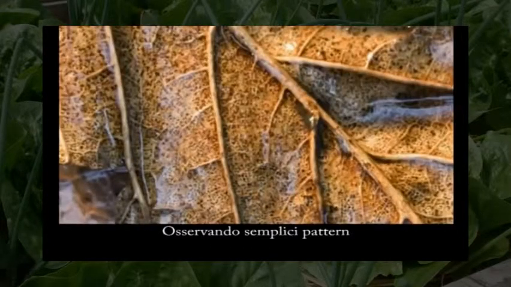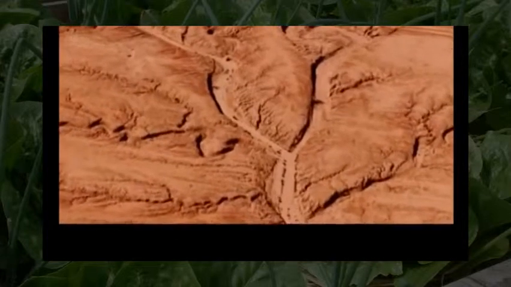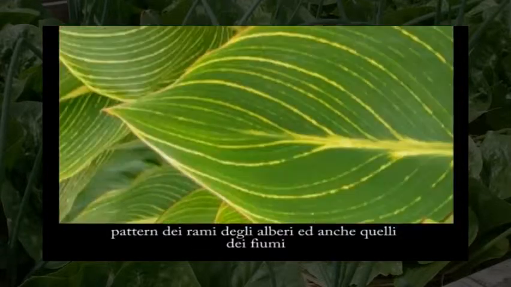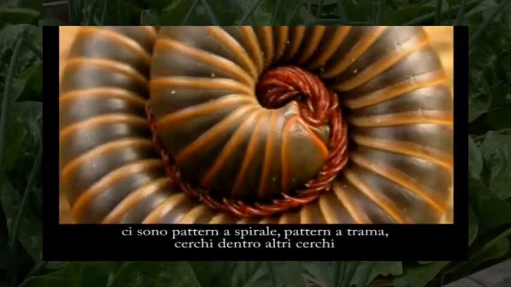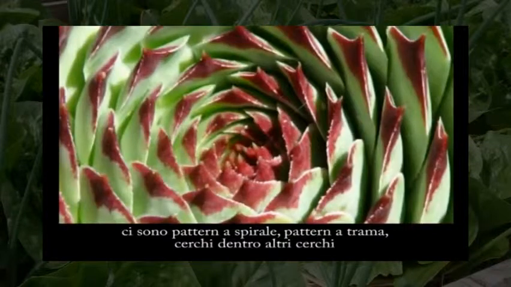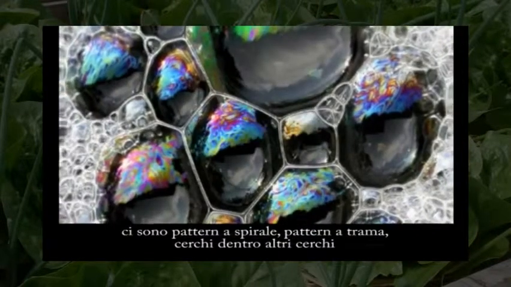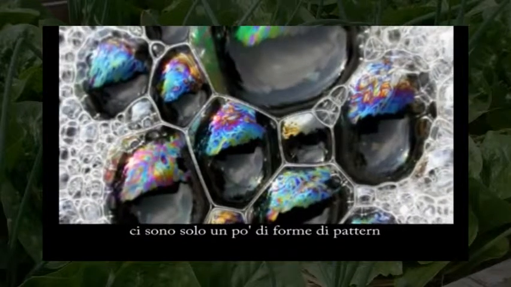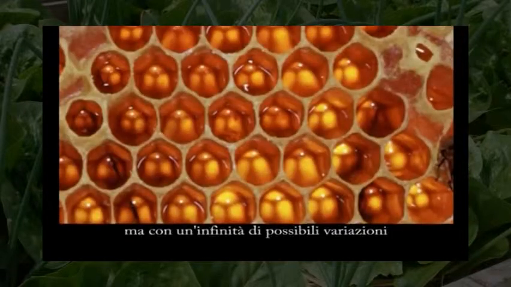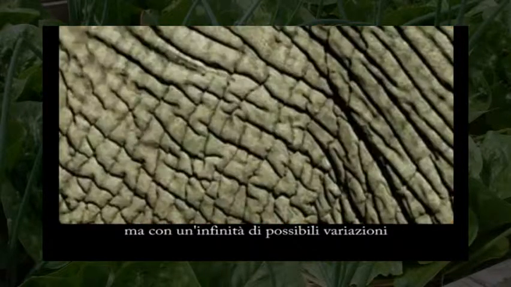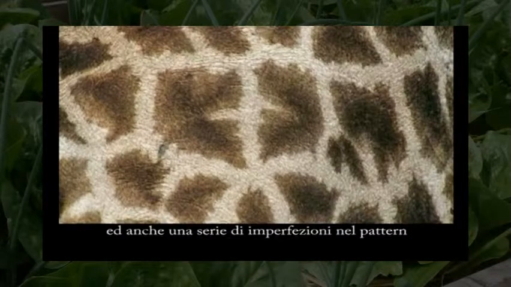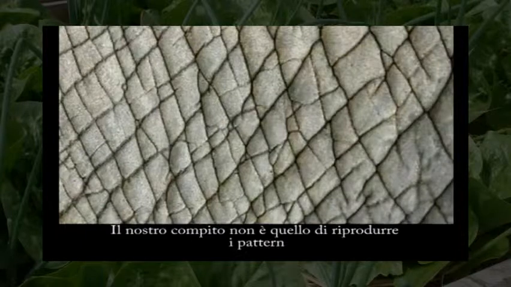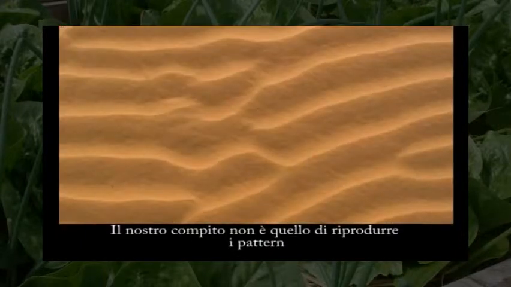By looking for simple patterns, dendritic patterns, branching patterns are also the patterns of rivers and tiny little patterns on leaves. There are spiral patterns, there are tessellation patterns, there are circles within circles. There are just a few pattern forms, but there are many, many, many variations, an innumerable set of imperfections in pattern. Our job is not to recreate pattern.